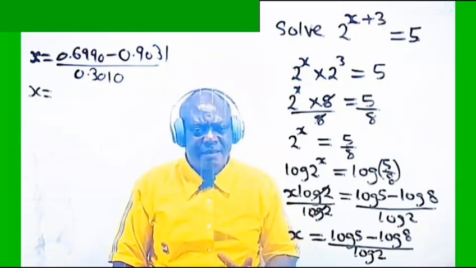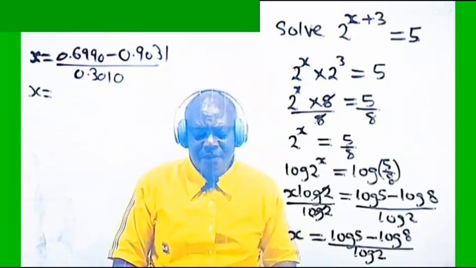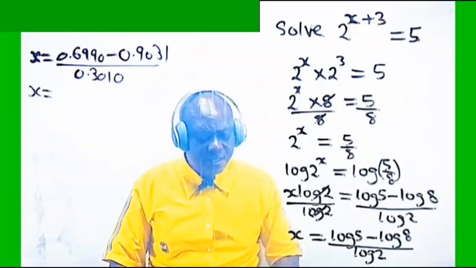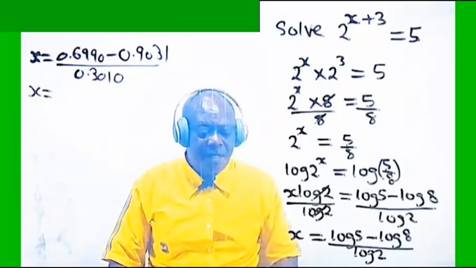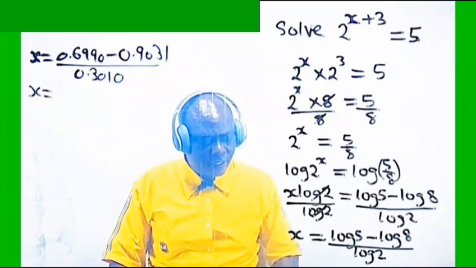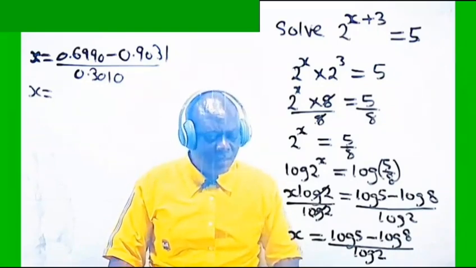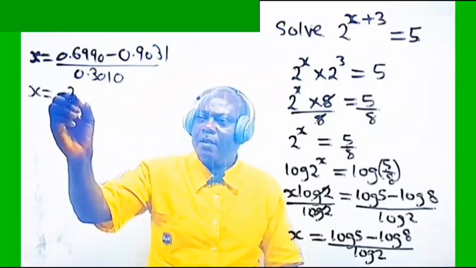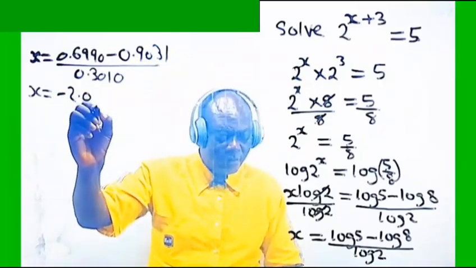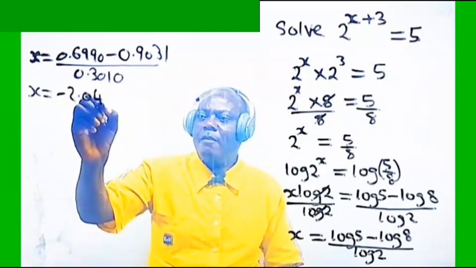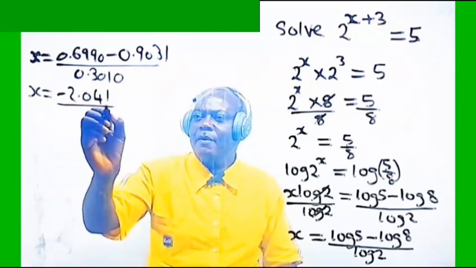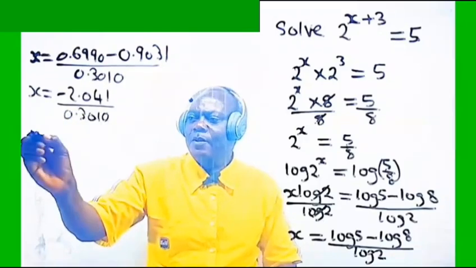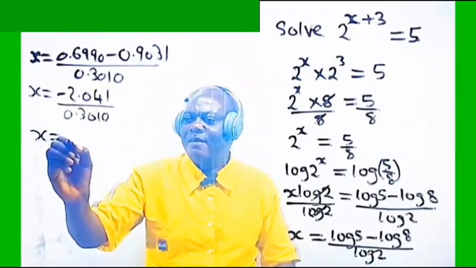Once you get to this state, please don't be shy to use a calculator. So you now subtract 0.699 minus 0.9031. The answer will be negative 0.2041 all over 0.3010.